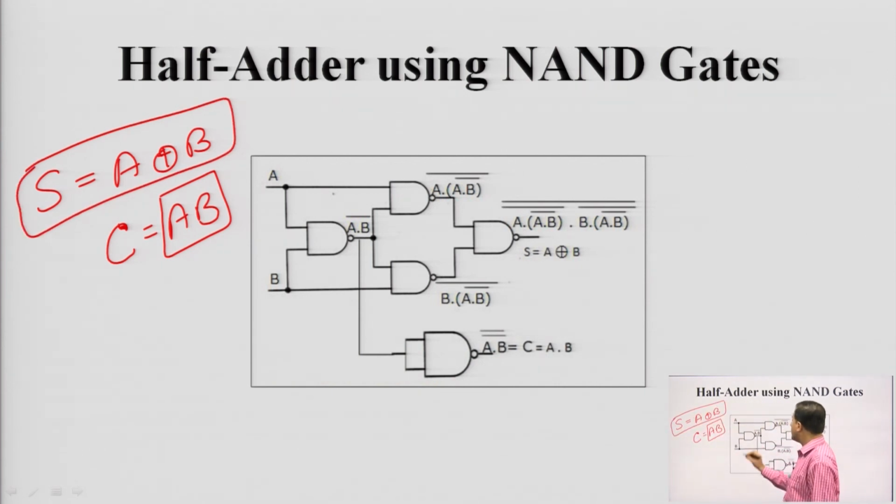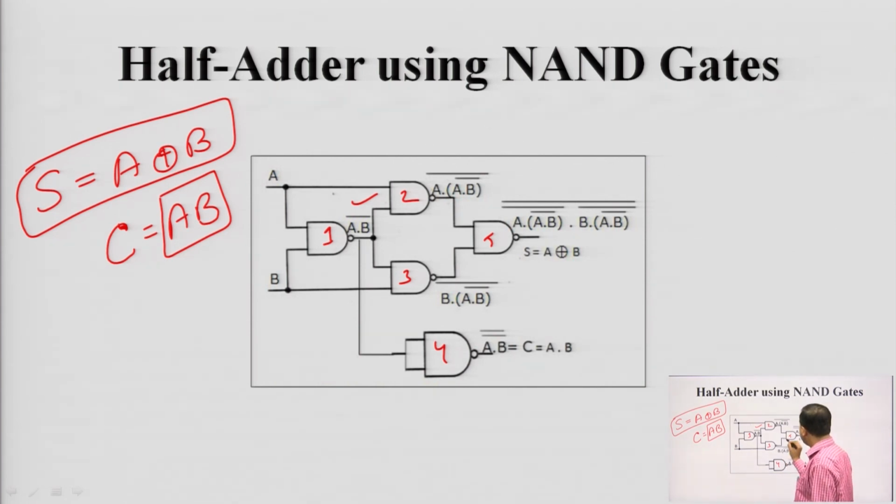Here there are 2 inputs. We are using 5 NAND gates: 1, 2, 3, 4 and 5. What will be the output of the first NAND gate? Here A and B are coming, so it will be A dot B whole bar. Now this goes to NAND gate 2 and NAND gate 3. The output of NAND gate 2 will be A dot (A dot B whole bar) whole bar, and NAND gate 3 will be B dot (A dot B whole bar) whole bar.